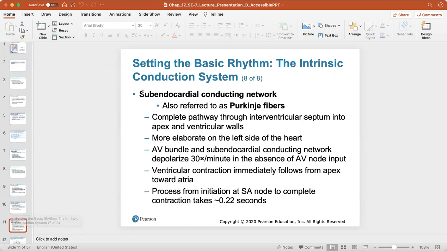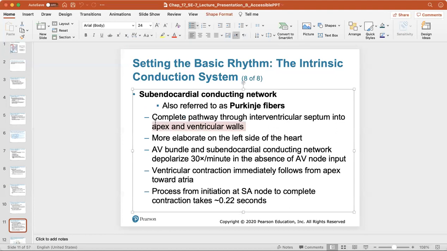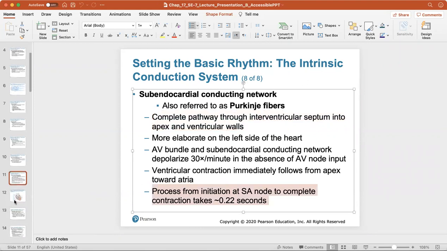And then we get to the subendocardial network, which we also know as the Purkinje fibers. This is the complete pathway through the interventricular septum into the apex and all the ventricular walls. It's more elaborate on the left side of the heart. So the AV bundle and subendocardial conducting network will depolarize to carry the impulse to all of the muscle cells within the heart walls. And again, the process from initiation at the SA node to complete contraction takes about 0.2 seconds. And again, remember, this is important.